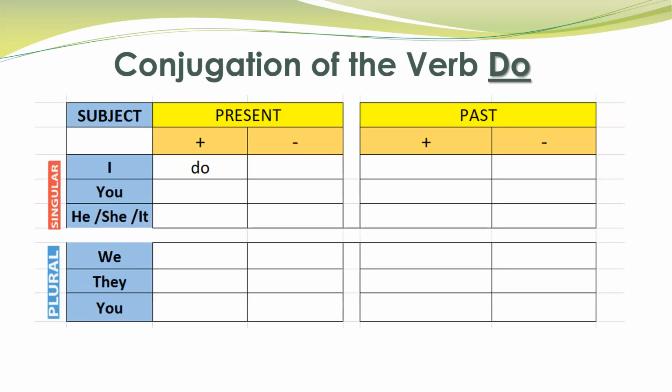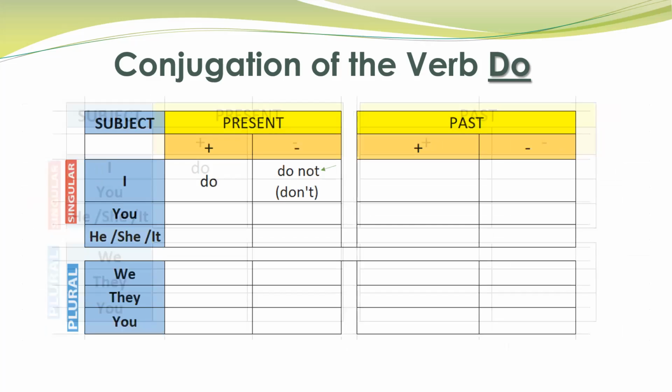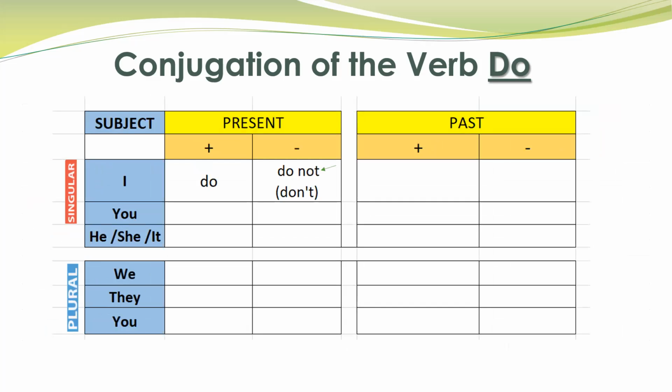Again, we'll do the subject. I have regular subjects up above and plurals down below. And for I, we use do. The negative form would be do not. We just add the not next to the do when it's in the negative. Most people will contract that or shorten it and would say don't.